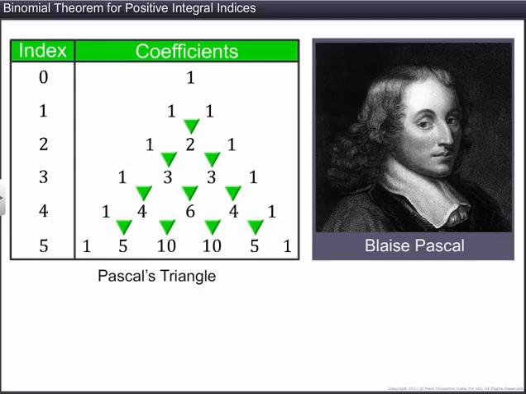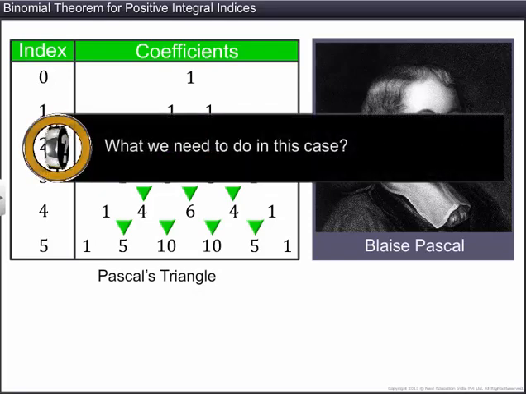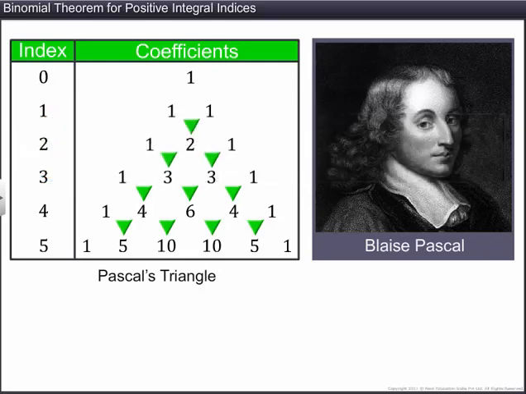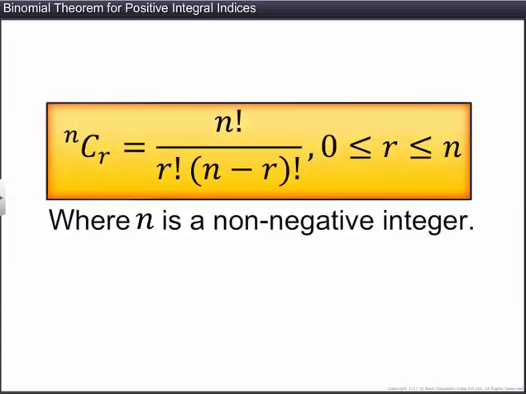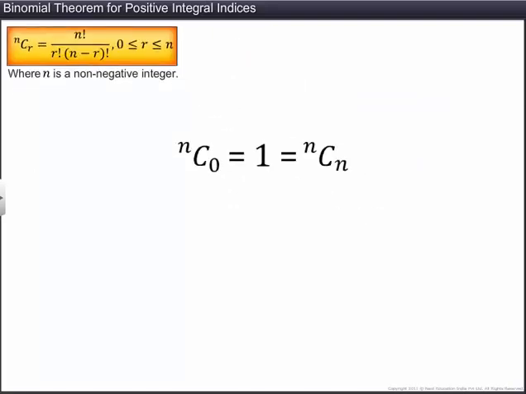However, when the power of a binomial is very big, then writing the coefficients in Pascal's triangle is a lengthy process. What do we need to do in such a case? Here we make use of the concept of combinations to write the coefficients. We know that nCr is equal to n factorial upon r factorial multiplied by (n minus r) factorial. nC0 and nCn are equal to 1.